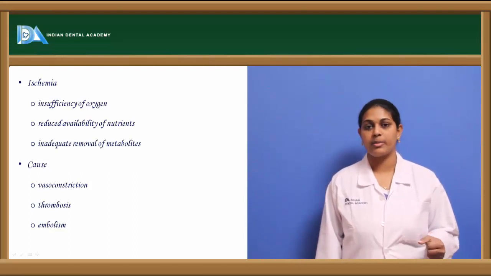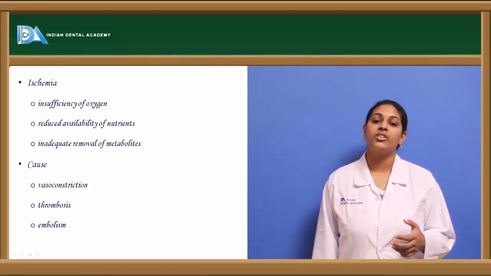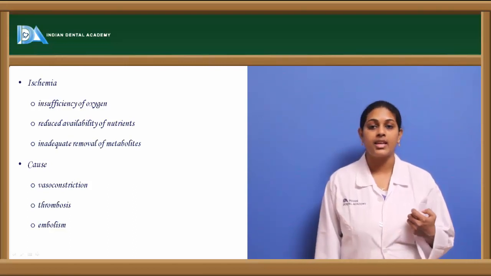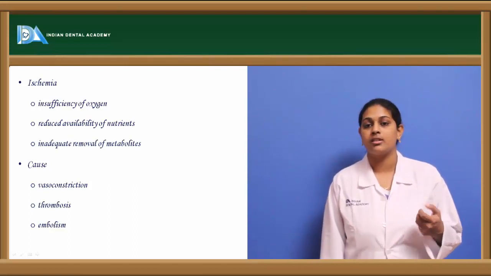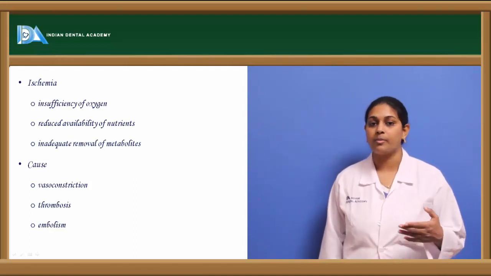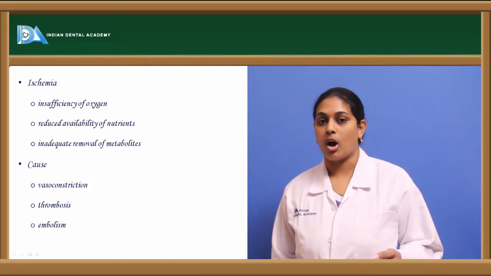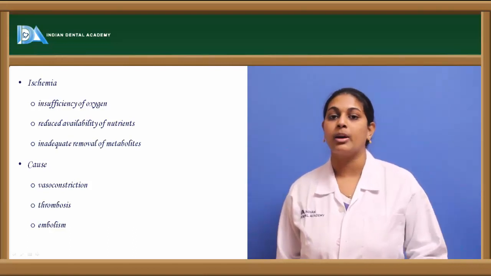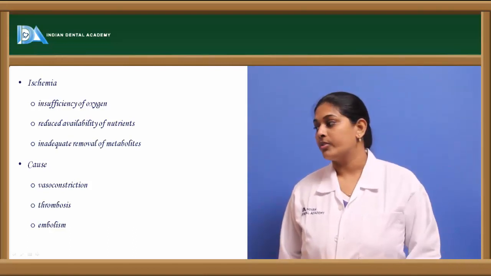Coming to the causes of ischemia, why ischemia occurs is because of vasoconstriction. When there is a decrease in the size of the blood vessel, that is the blood vessel contracts in size, there is improper blood flow, that is the blood cannot flow as it does normally, and the blood pressure cannot be maintained, by which there is a decrease in the blood flow. This could be one of the causes.